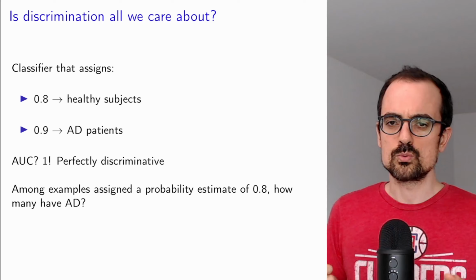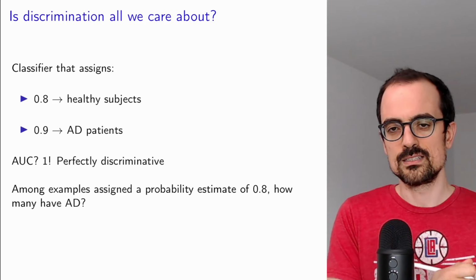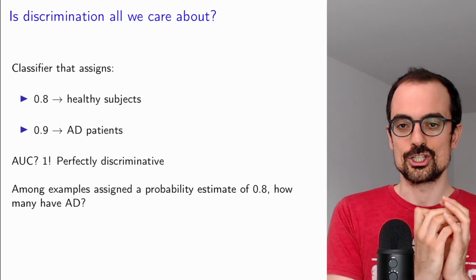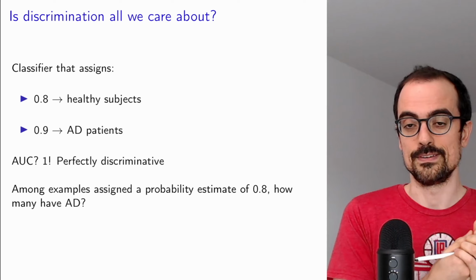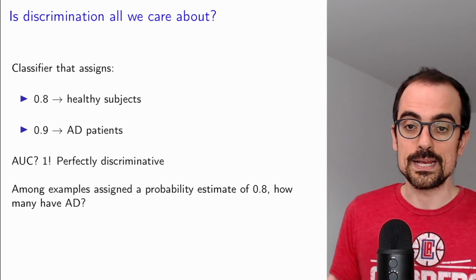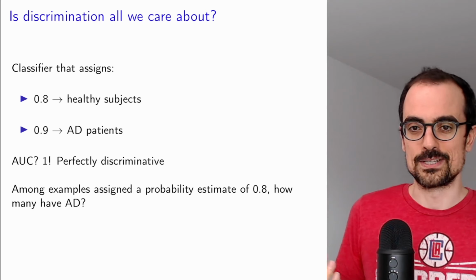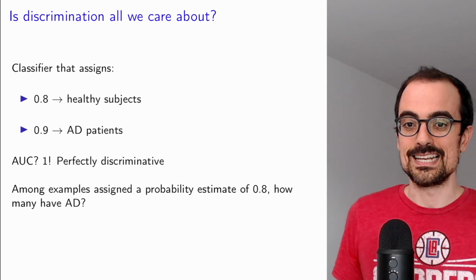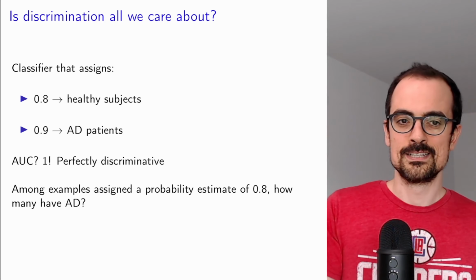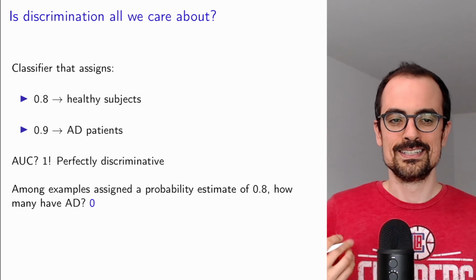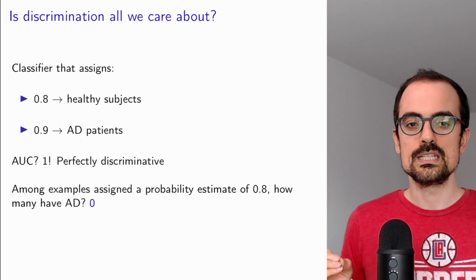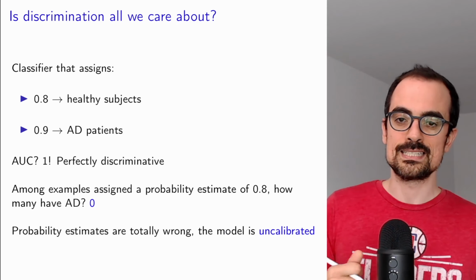Among the examples that we assign a probability of 0.8, if that probability really quantified the uncertainty in the classification estimate, then we would expect that 80% of those patients should have Alzheimer's. That is kind of what the classifier is telling us, right? This patient has an 80% probability of having Alzheimer's. But instead, it's actually 0. So this probability is very inaccurate. When this happens, we say that the model is uncalibrated.